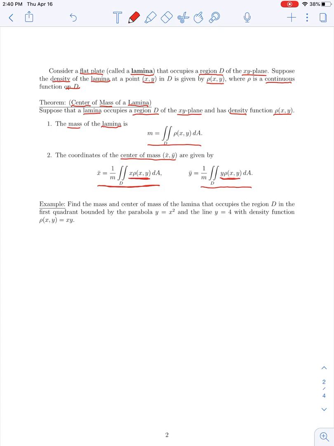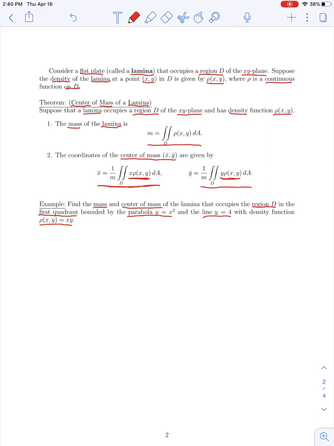So now that we have this formula for finding the center of mass for a lamina, let's look at an example. So here we are asked to find the mass and the center of mass for some lamina occupying a region D, which is the region in the first quadrant bounded by the parabola y equals x squared and the line y equals 4 that has a density function given by x times y.